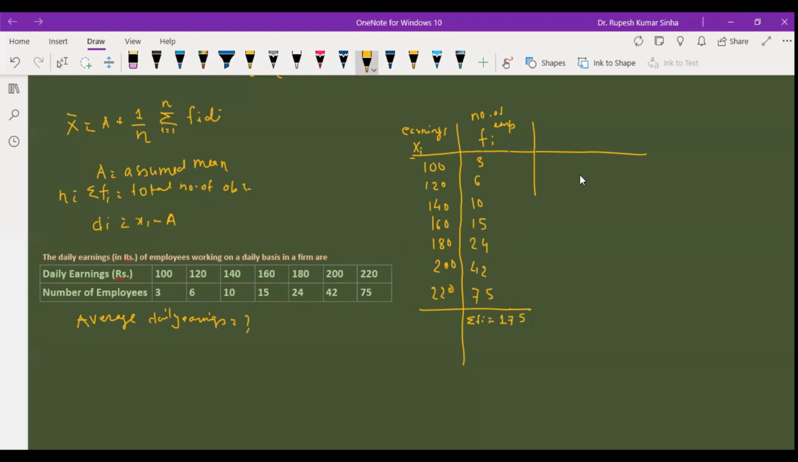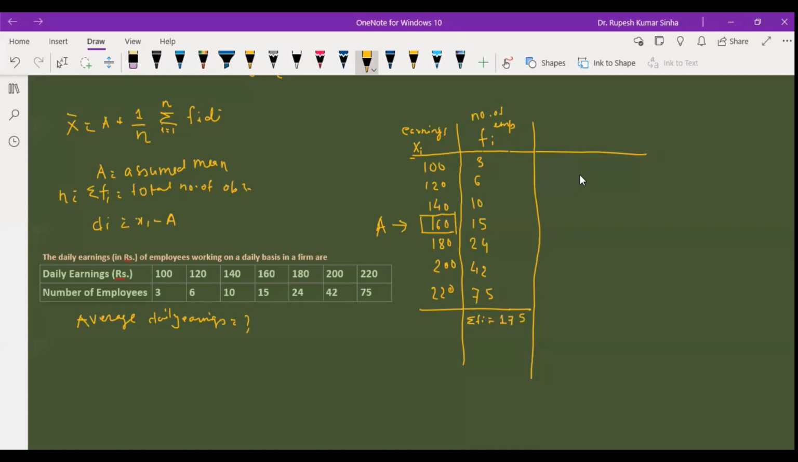Now we need to find out our assumed mean. So what is the value of A? A is assumed mean. How to get assumed mean? You can take any value from the center. Whatever number you take, you are going to get the same answer. So the answer will not change. So let me take 160, which is in the center. So I'm taking 160 as an assumed mean. So A is 160.